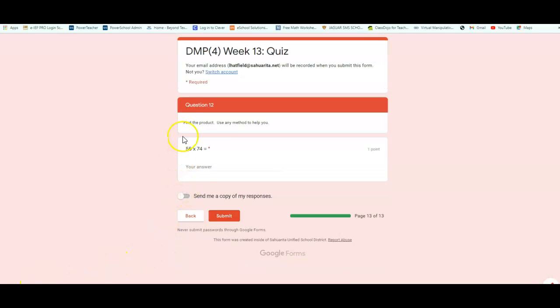Last question. Find the product. Use any method to help you, except the calculator method. 55 times 74. Feel free to use a multiplication chart if you're still practicing memorizing your math facts. But don't use a calculator on 55 times 74.